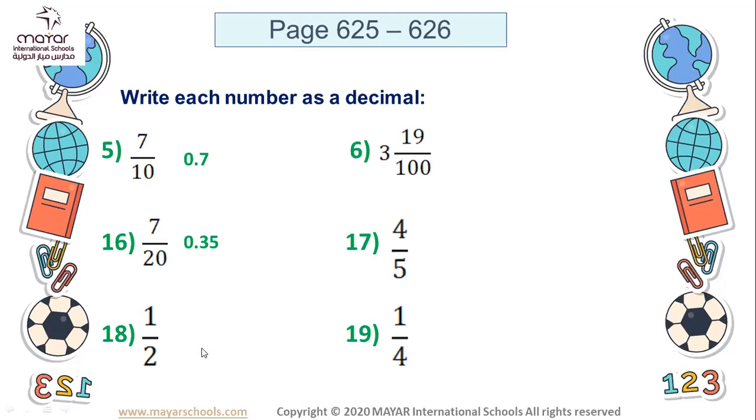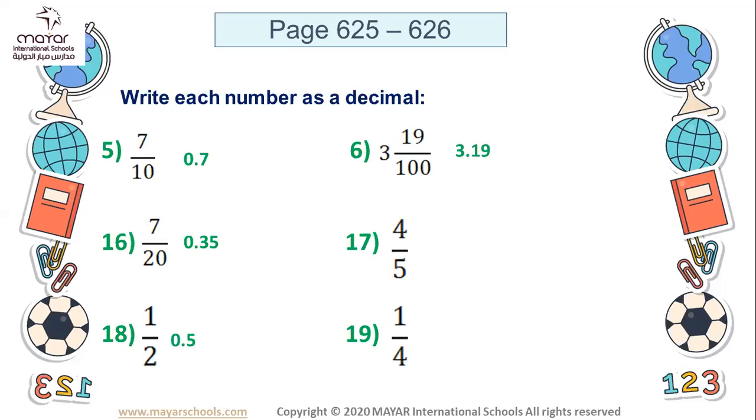Now 18, Abdullah. 2. What should I multiply it by to get 10? 5. 5 multiplied by 2 is equal to 10, and 5 multiplied by 1 is equal to 5. The answer is 5 out of 10, which is 5 tenths. Excellent.